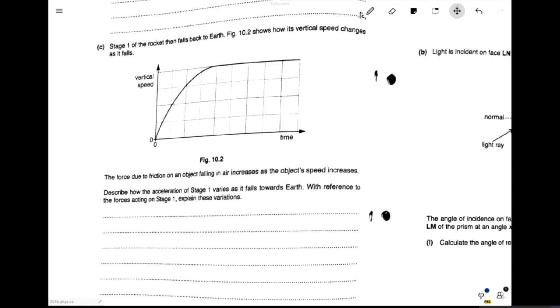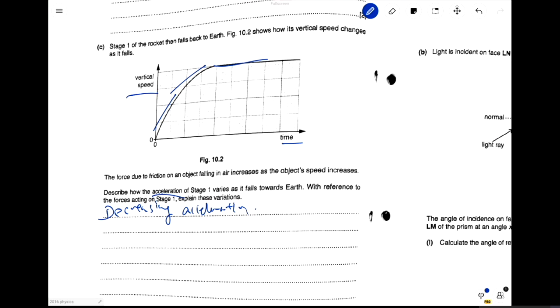Stage 1 falls back to Earth. This is the vertical speed. Describe how the acceleration of stage 1 varies as it falls to Earth. Now this is a speed time graph. Where is the acceleration in the speed time graph? The gradient. So what happens to the gradient? Decreasing, right? Until no more. So acceleration is decreasing.